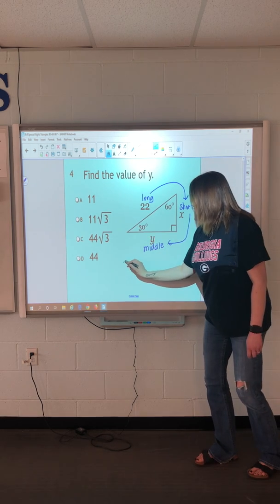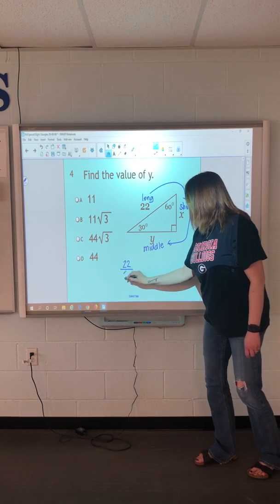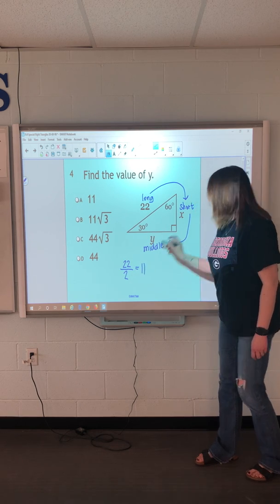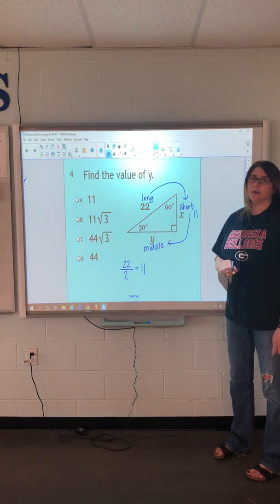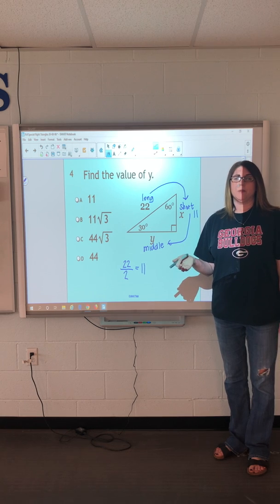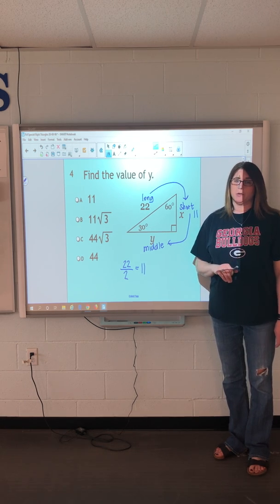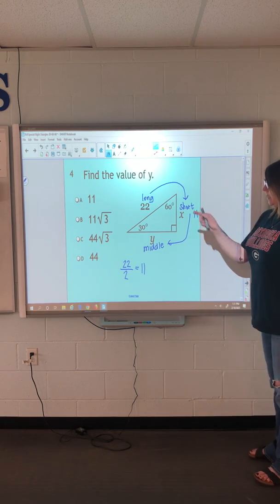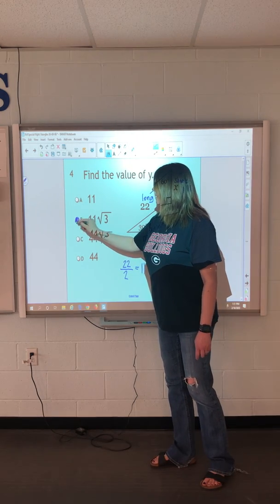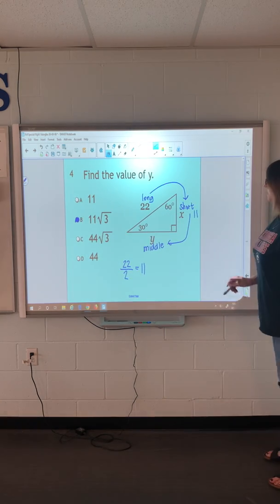Well, if I have 22 for the long side, I'm going to divide that by 2. That's going to give me 11. That tells me that's what the short side is. And to go from short to middle, we're just going to multiply by the square root of 3. So we're going to end up with letter B, 11 times the square root of 3.